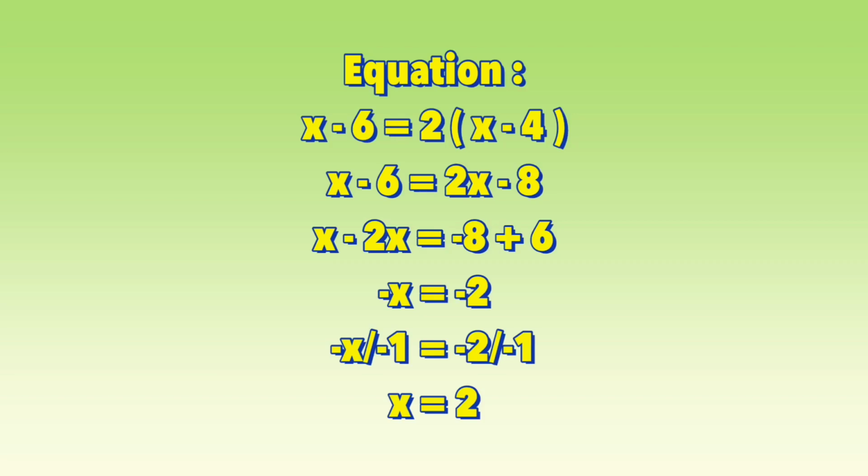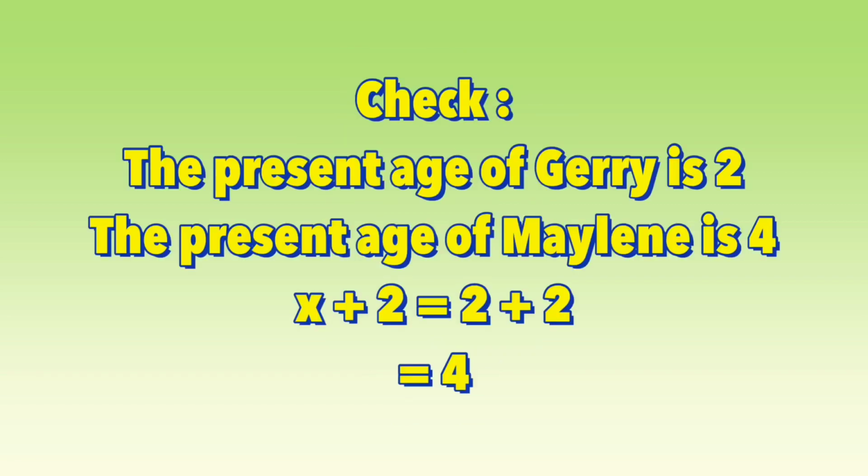x minus 2x equals negative x equals negative 8 plus 6 equals negative 2. And then, since we have negative x, we are going to divide it by negative 1 both sides. So the result now, negative x divided by negative 1 equals x. Then x equals negative 2 divided by negative 1 equals positive 2. If we are going to check, the percentage of Gerry is 2. The percentage of Maylene is 4. It came from x plus 2 equals 2 plus 2 equals 4.